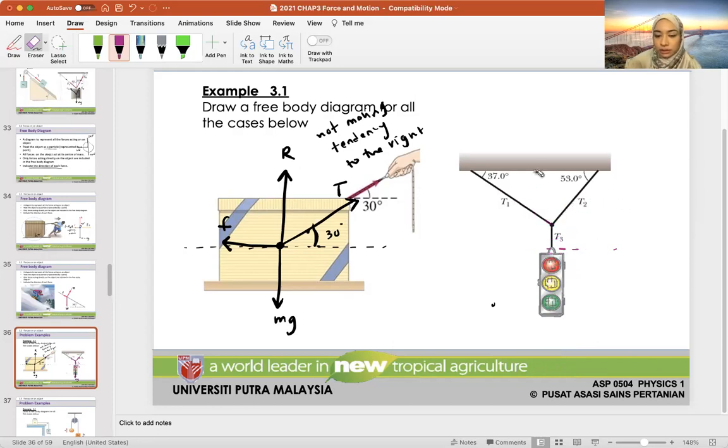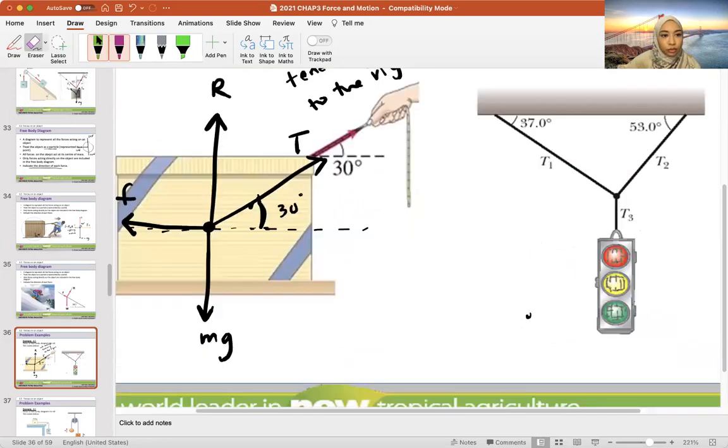Okay, let me draw that again. So sama je macam tadi kita tarik bila kita ada dua orang yang menarik tali. Seorang kat sini, seorang kat sini. Kita ada tali kan? So tension acting towards the center of the rope. Sama juga kat sini. So kat sini T3, kat sini pun T3, kat sini T, kat sini T. So T3 untuk traffic light adalah sama dengan T3 untuk this string.